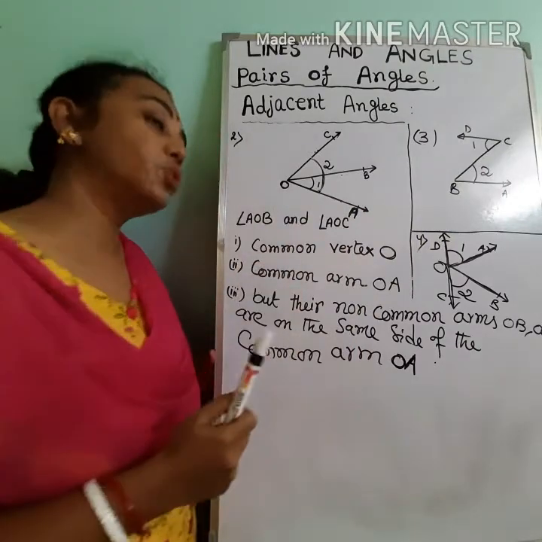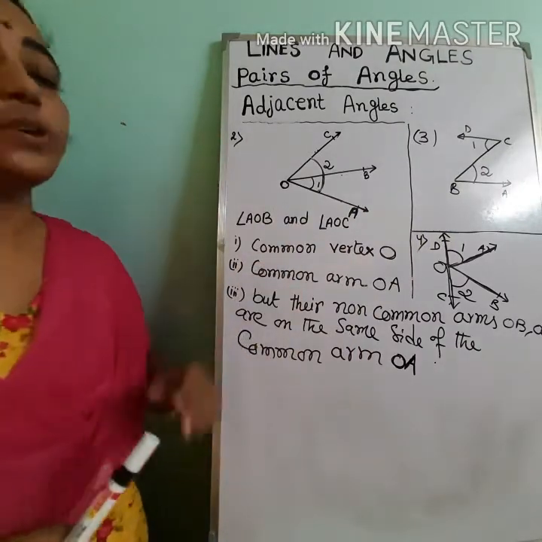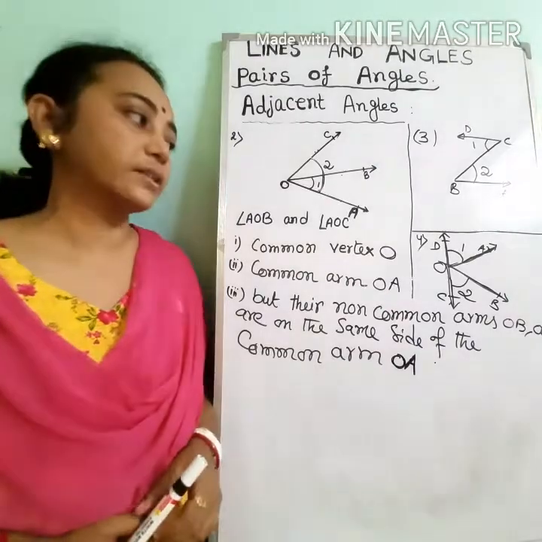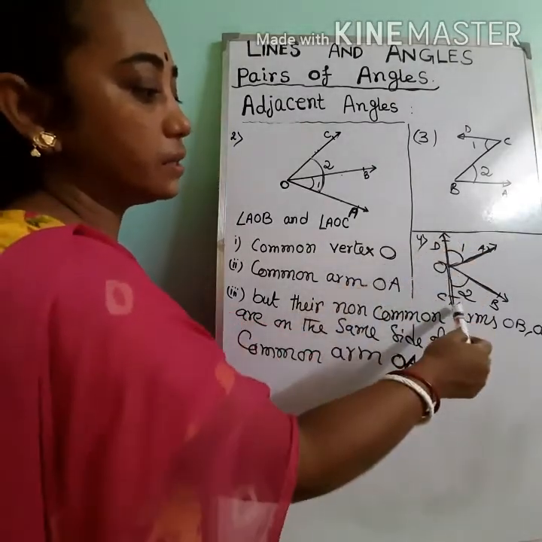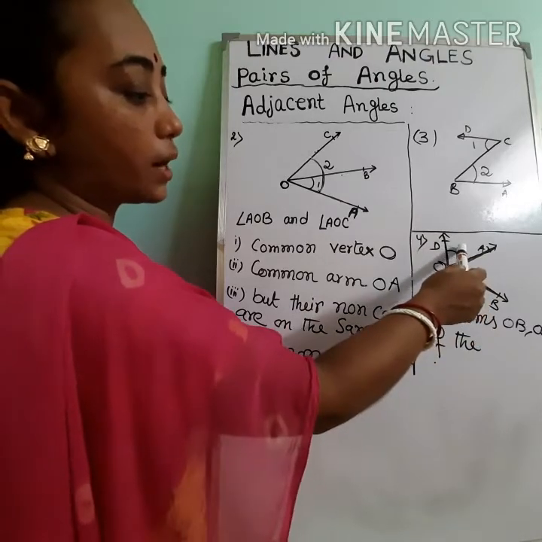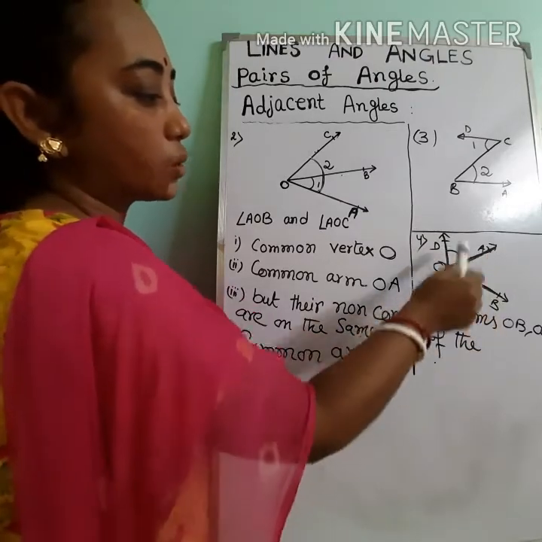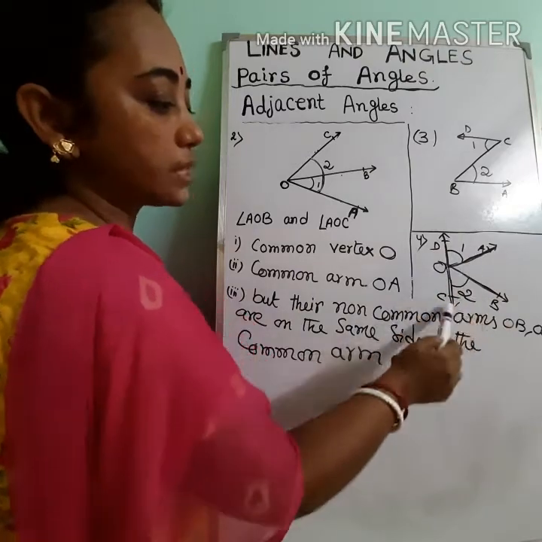But as they have no common vertex, so we can say that these two angles are not adjacent angles. Come to another example. In this figure, two angles are shown here, angle 1 and angle 2. That is AOD is angle 1 and BOC is angle 2.